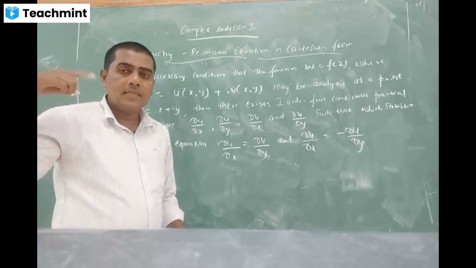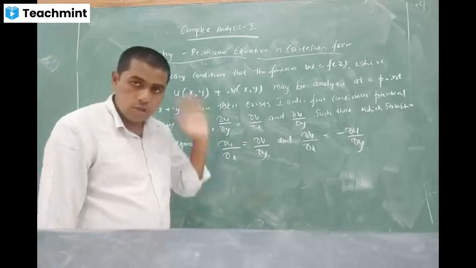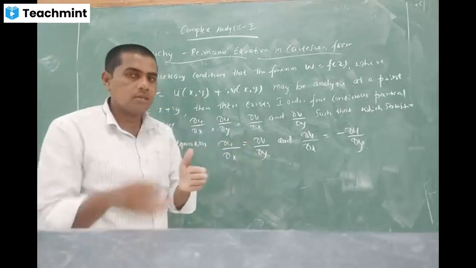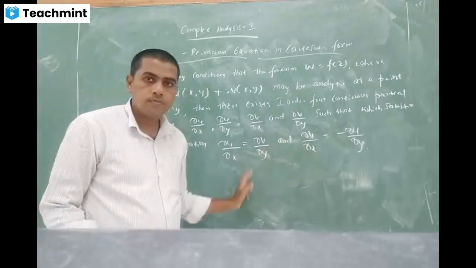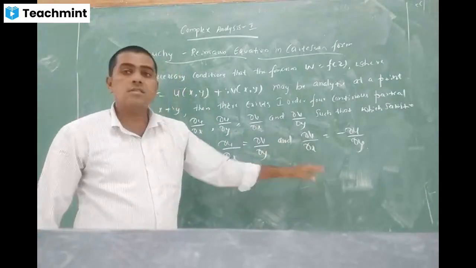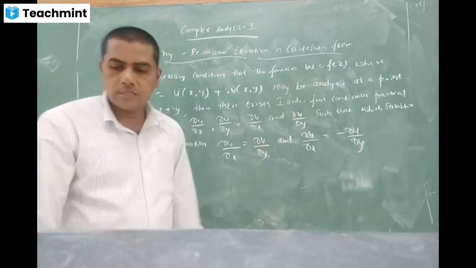Is it clear? The mathematical definition of analytic is that derivatives exist, and the alternate definition, used while solving problems, is this: if it satisfies these two conditions, then also the function is said to be analytic. Clear? So now I am going to prove this result.